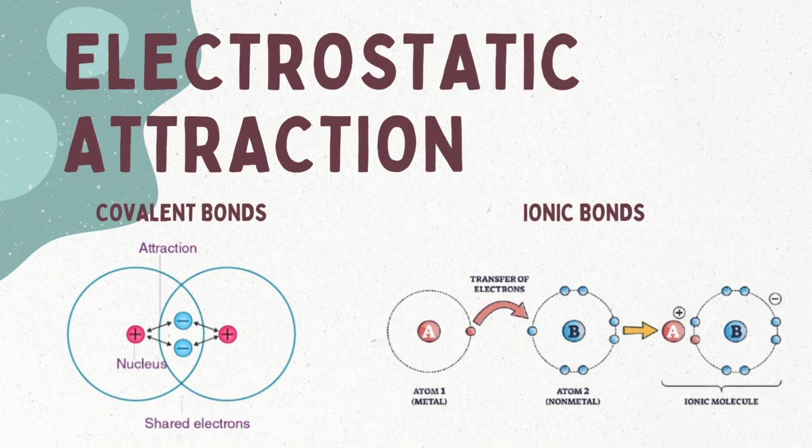Atom 1, which is a metal, we can see that the electrons in the outer shell are positive, while atom 2, which is a non-metal, has negatively charged electrons in the outer shell. The electrostatic attraction is between the electrons in the outer shell of atom 1, which is positive, and the outer electrons in atom 2, which are negative. Covalent bonds only happen between two non-metals, meaning that the electrons in the outer shells are only negative. The attraction between the outer shell electrons and protons is what makes the electrostatic attraction.